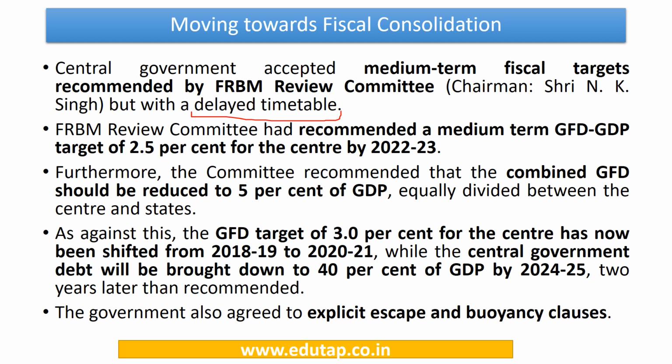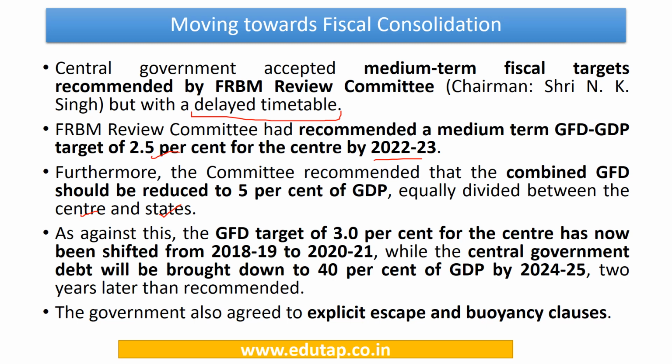Now this FRBM review committee had recommended a medium term fiscal deficit to GDP ratio of 2.5% for the center by 22-23, and the committee further recommended that the combined fiscal deficit should be reduced to 5% of GDP, and this should be equally divided between center and the states.